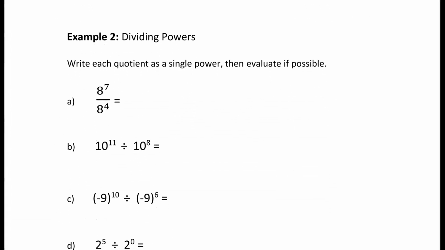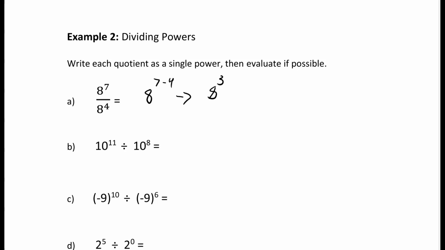Just like I did for the product law, I'm going to do some of these example questions and leave some of them for you to complete and check in the class OneNote. When looking at example A, we have 8 to the power of 7 divided by 8 to the power of 4. Our base is the same, so we're good to follow the quotient law here. So 8 is our base, 7 subtract 4 will be our exponent right now. 7 subtract 4 gives us 8 as our base still, with an exponent of 3.